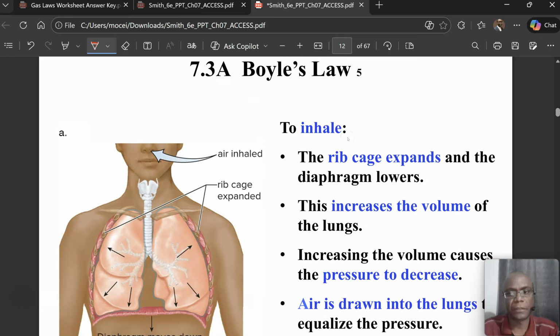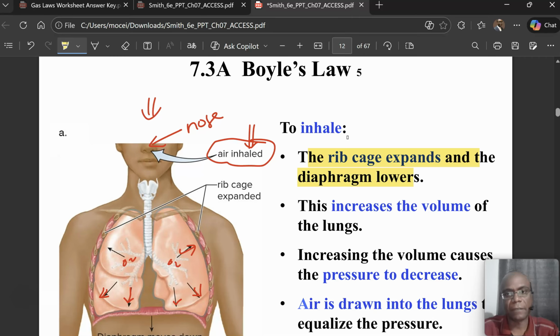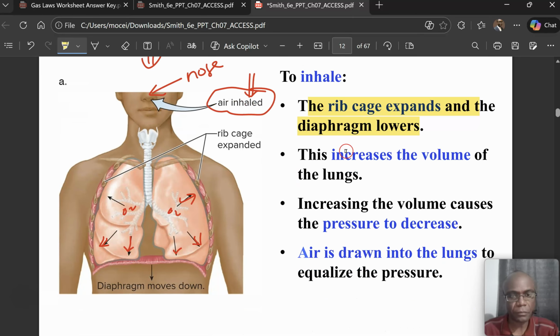Before we do more examples on the other side, let's see an application of Boyle's law. You're looking at a human body, and that's a nose. Someone is inhaling, meaning taking in some gas. The rib cage expands and the diaphragm lowers to give space. The diaphragm is this area right here. As it lowers, it increases the volume of the lungs, so the lungs can accommodate the air that you just took in, or the oxygen.